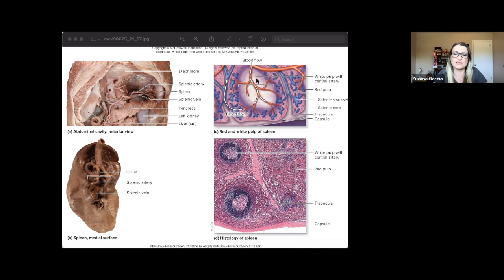Where it becomes a little tricky is just in that white pulp area. Central artery brings blood into the white pulp, blood flows through the white pulp. There are some immune cells that will engulf pathogens. Then eventually blood will enter sinusoids. This is where we can recycle erythrocytes and platelets. From sinusoids, the blood is collected by venules and then larger and larger veins and ultimately the splenic vein and out of the organ. So that's our spleen. Almost done.